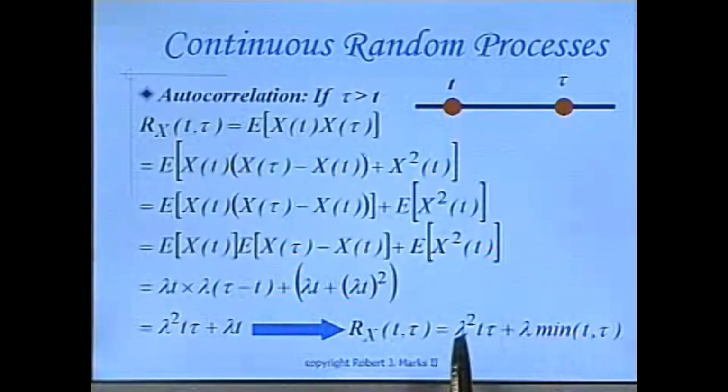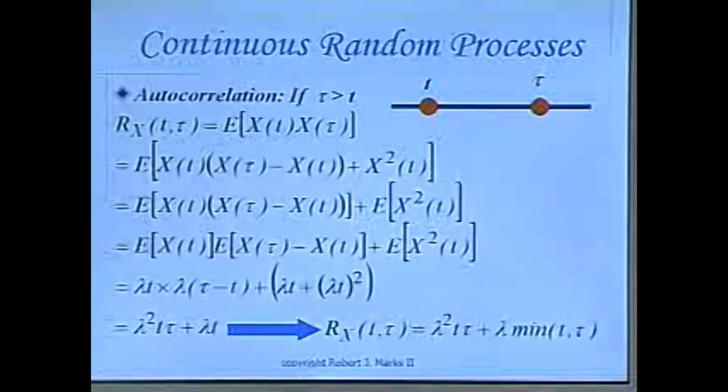So R of X of tau is equal to lambda squared T tau, plus lambda T or lambda tau. The way we get this is that if you replace T by tau and tau by T, this term remains exactly the same, right? If you replace T by tau, this becomes lambda tau. So you always have lambda squared T tau, and then plus lambda T or lambda tau, depending on which of T or tau is smaller. So in general, the autocorrelation is equal to lambda squared T tau plus lambda times the minimum of the values of T and tau. Any questions on that?